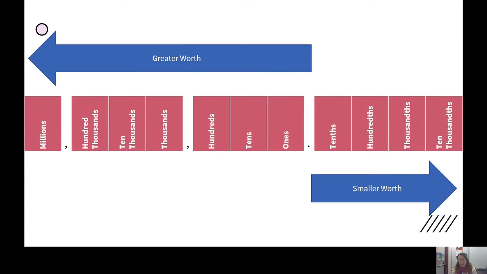Now, looking at these place values, if you remember your whole numbers at the decimal point, the farther left you go, the greater worth that number is. The opposite is true of decimals though, because the farther away to the right of the decimal you go, the smaller the worth is.